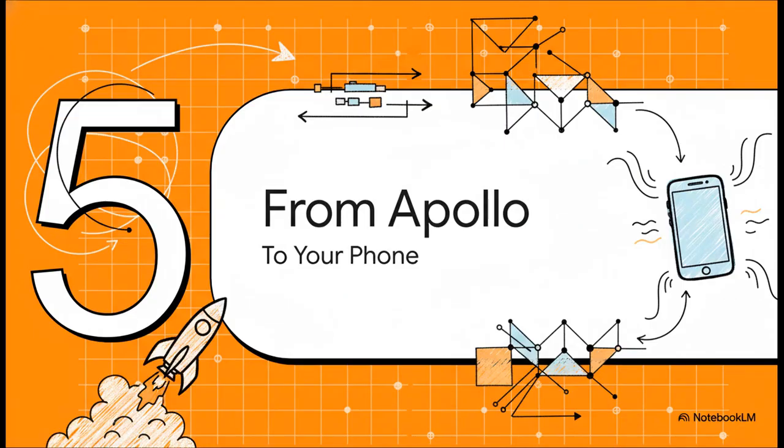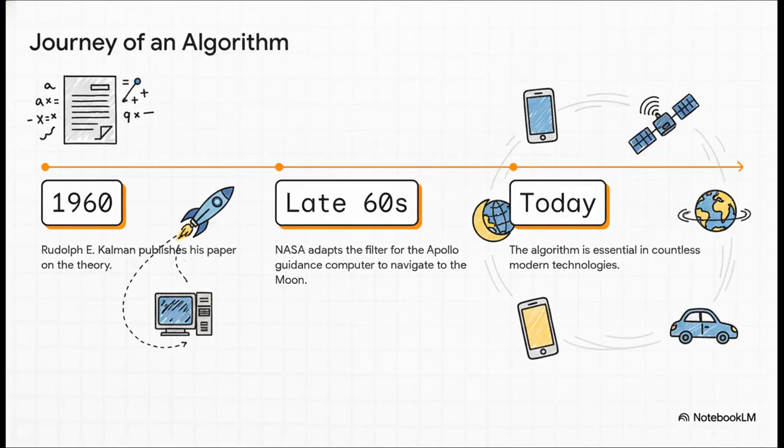So let's just zoom out for a second. This whole elegant mathematical dance of predicting and correcting has had an absolutely massive impact on the world we live in. The journey of this thing is just incredible to think about. In 1960, Rudolf Kalman publishes his theory in a pretty dense academic paper. Just a handful of years later, NASA engineers are adapting it to literally steer a tiny metal can all the way to the moon. And today, that very same core idea is humming along silently inside devices all around us.